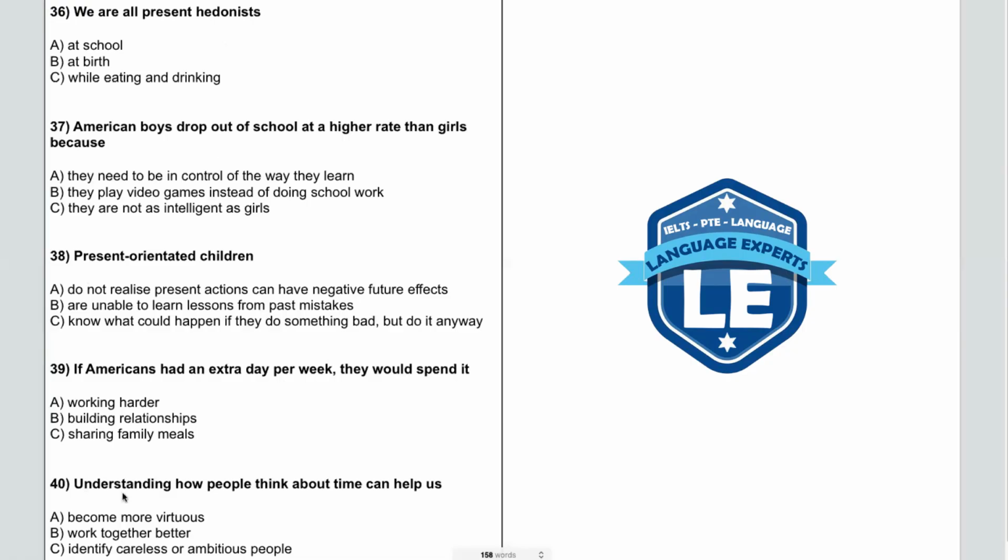And number 40, understanding how people think about time can help us. Now, a couple things you'll want to keep in mind here. This multiple choice example is asking you to complete the sentence. Now remember, we looked at the 2 options earlier. You can either complete a sentence or answer a question. Here we're going to complete a sentence.